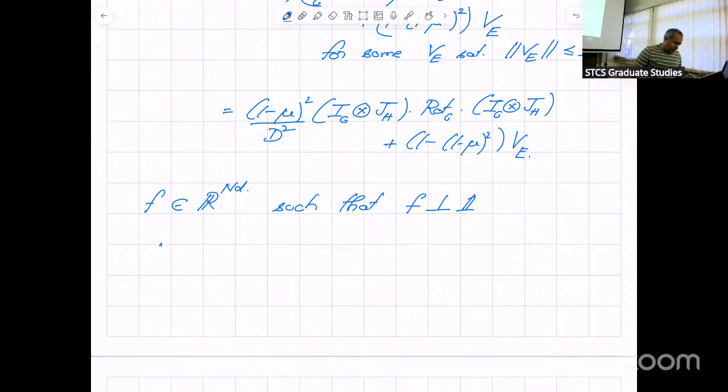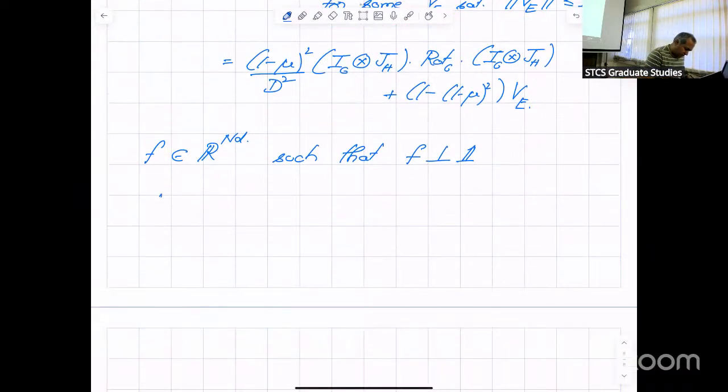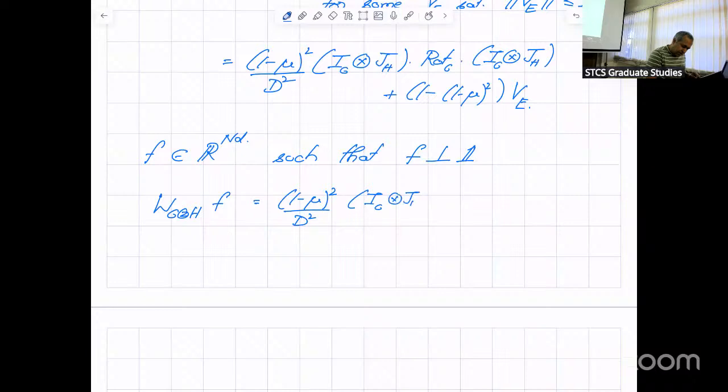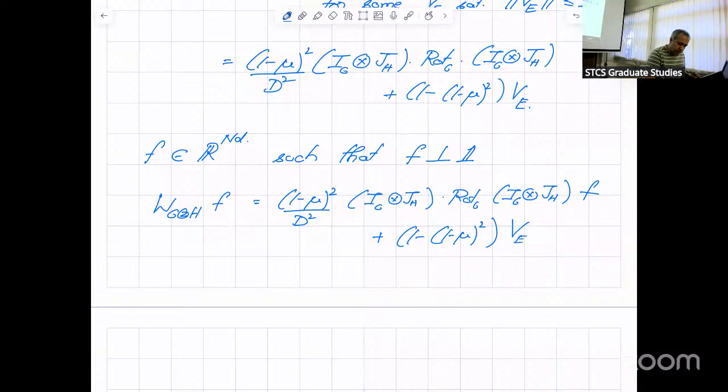Yeah, so what Mrinal is stating, let's see if I'll state it now, we might possibly revisit it next time. So G Z H applied on F is basically 1 minus mu square D square I G tensor J H dot G I G tensor J H applied on F, plus 1 minus 1 minus mu square B E applied on F.